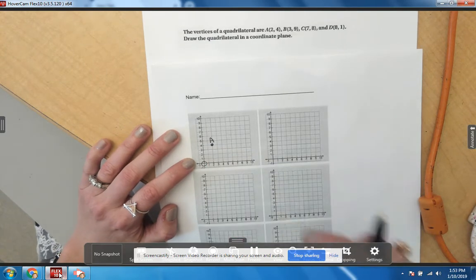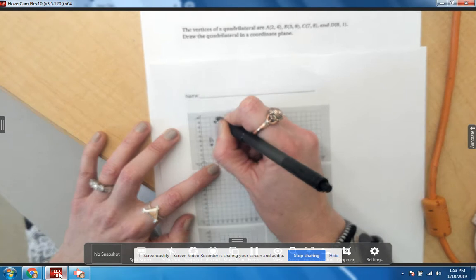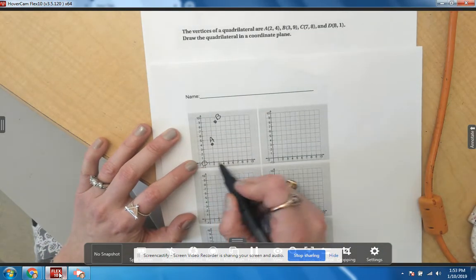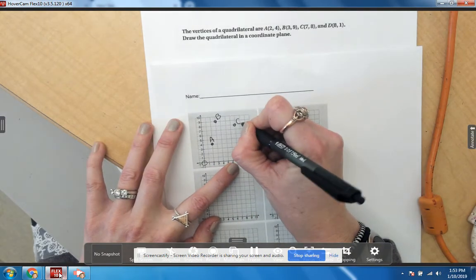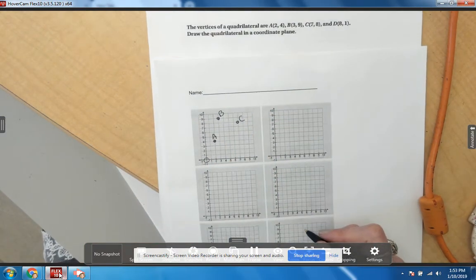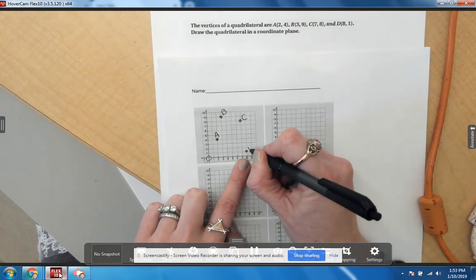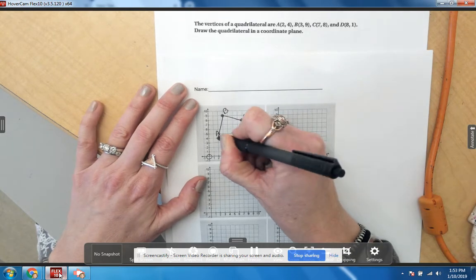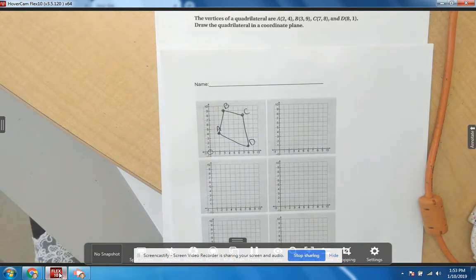B is 3, 9. So go over 3, up 9, put a dot where it intersects, call it B. C is 7, 8. So go over 7, up 8, okay, put a C. And then D is 8, 1. So go over 8, up 1, put a dot, call it D. All we're going to do now is connect the dots. So we just made a polygon or a quadrilateral because it's a 4-sided polygon on our coordinate grid.